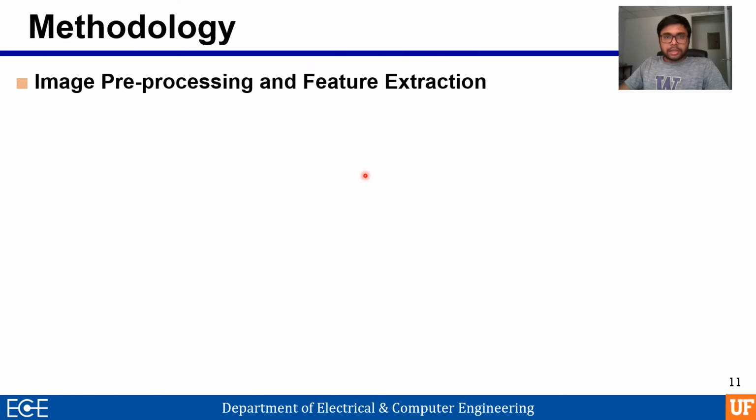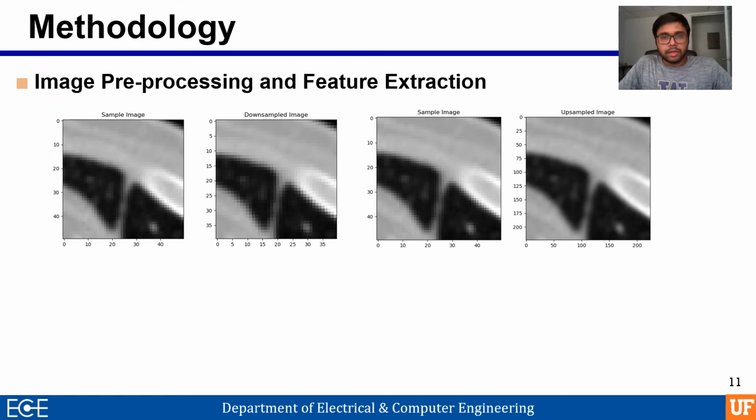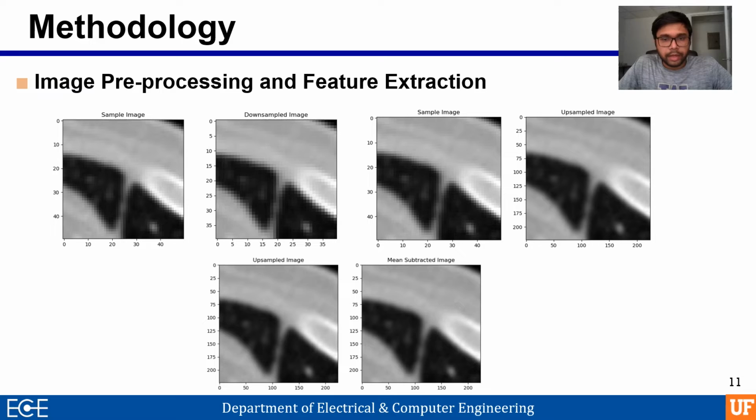After all the feature extraction, I then applied some image processing while extracting features using the CNN architecture. So this is the downsampling part. Then the image was upsampled, and then I got a subtracted image. This processed image was used for the feature extraction using the proposed CNN model.